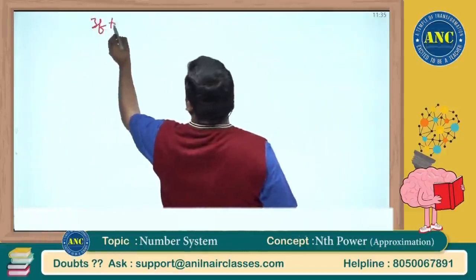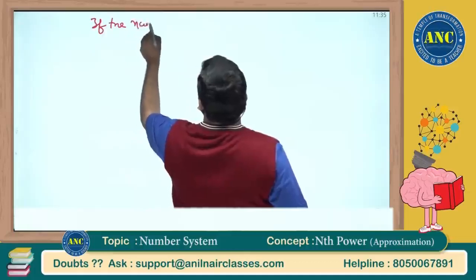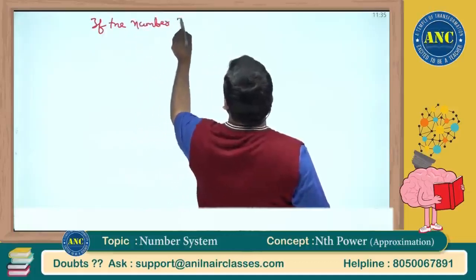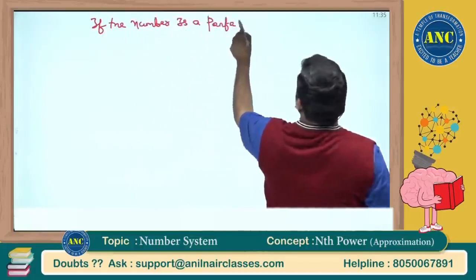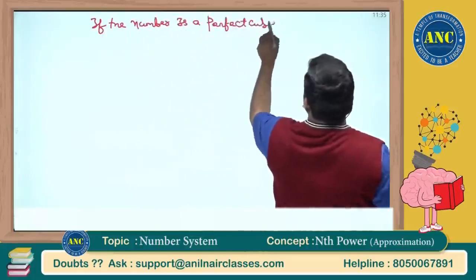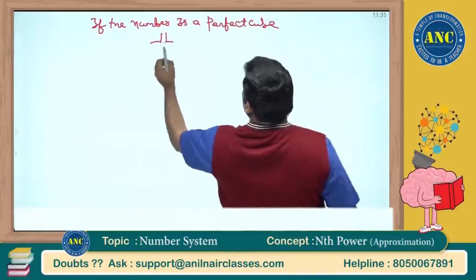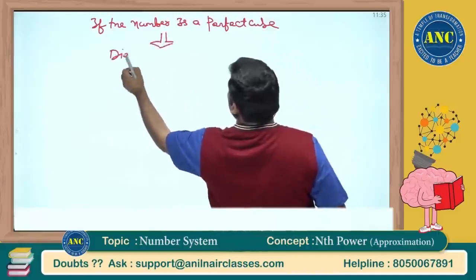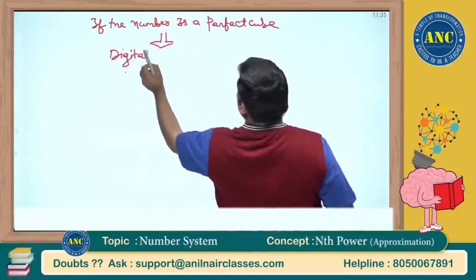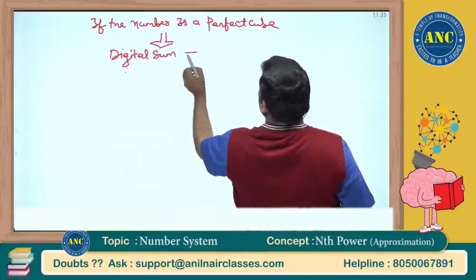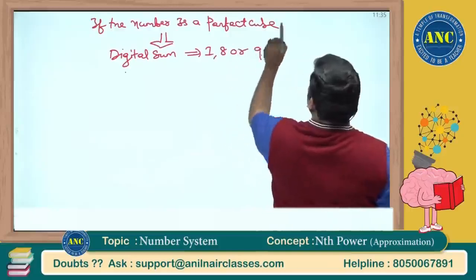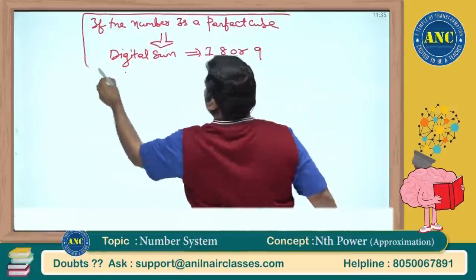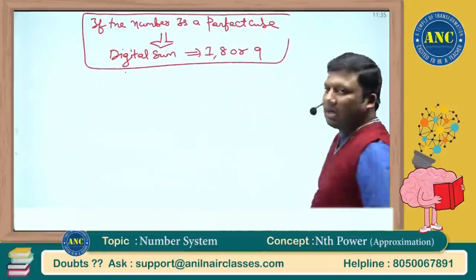We will write down that point. If the number is a perfect cube, then the digital sum will always be 1, 8 or 9. Very, very important key point.